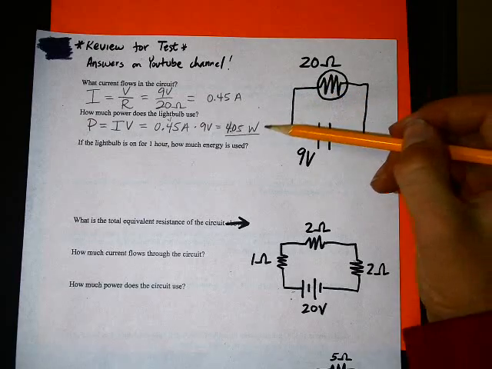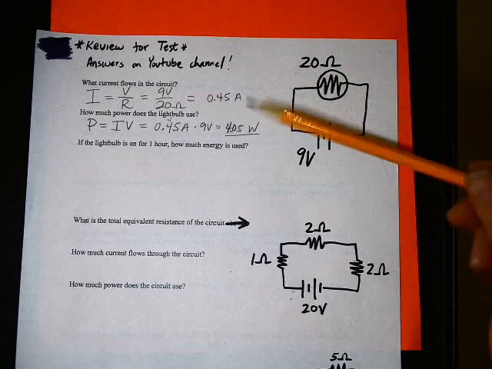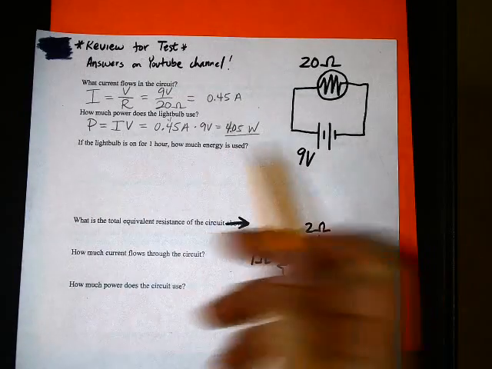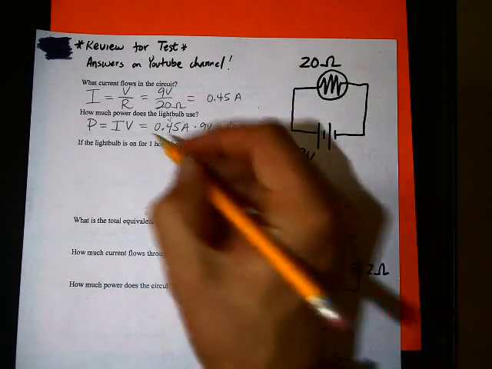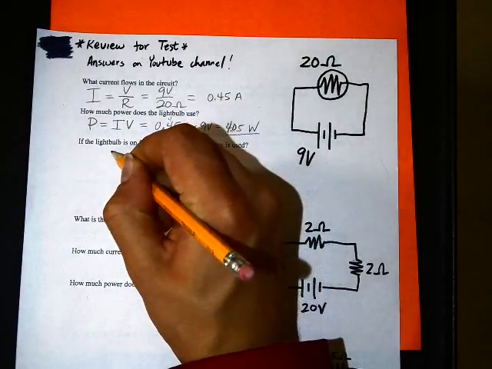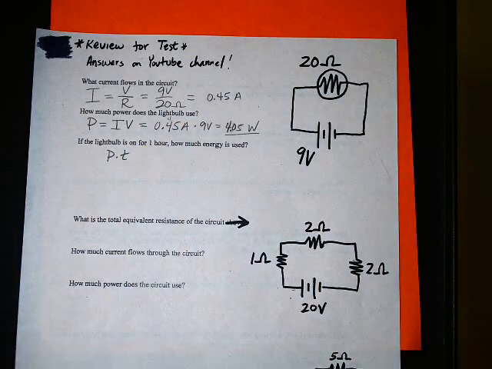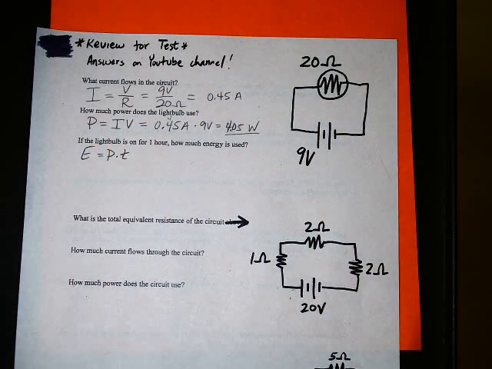And so remember, power is the rate at which energy is consumed. So if we're using 4 watts of power, that means we're using 4 joules every second. Every second that this light bulb is on, 4 joules is being used. So the question is, if the light bulb is on for 1 hour, how much energy is used? If we know that 4 joules is being used every second, if we multiply it by the number of seconds, then we will get the total amount of energy that the light bulb will use up.